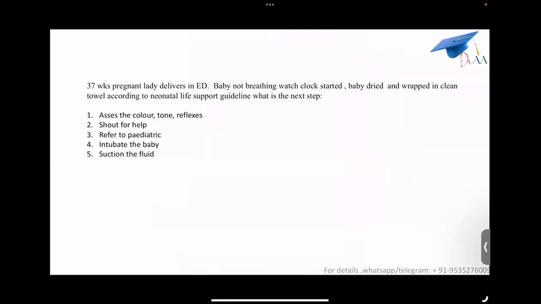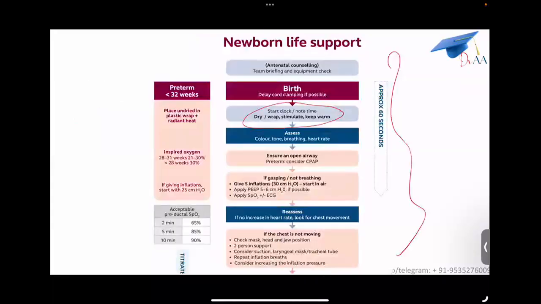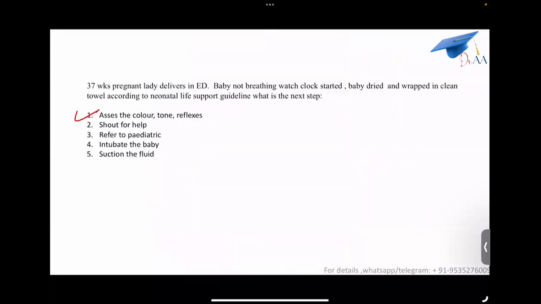We have a pregnant lady who delivers in ED, the baby is not breathing, the watch clock is started, and the baby is dried and wrapped in clean clothes according to neonatal resuscitation. What is the next step they are asking? Assess the color, tone, and reflex. So the next step is to assess the tone, color, breathing, and heart rate. Those 4 parameters need to be assessed. They just mentioned 3 parameters, but it is still the most appropriate answer out of all of these.